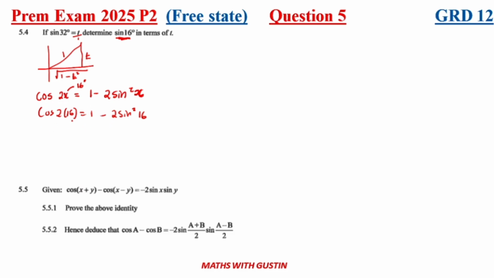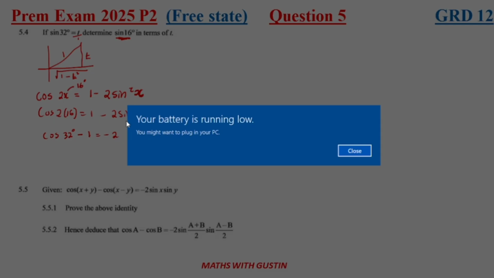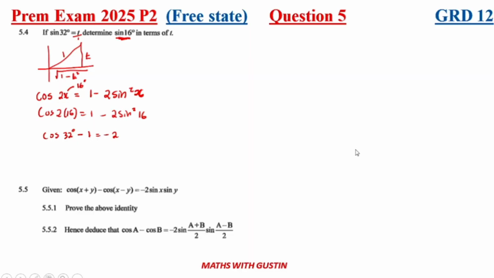Okay, so now with that in mind, so we're going to have cos 32, then we're solving, we'll take 1 to the other side, 1 is equal to negative 2 sine squared 16. Okay, my battery is low guys. Right, now let's quickly do this one, hopefully this laptop won't die on me. Okay, so therefore divide everything by negative 2, this and that would cancel out.